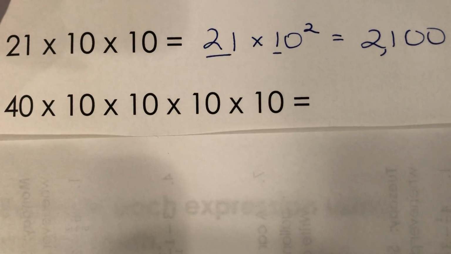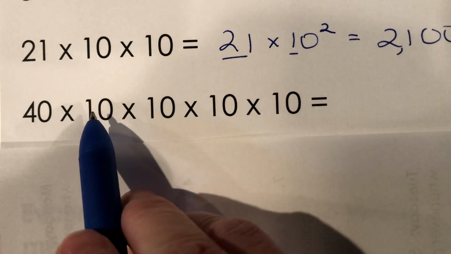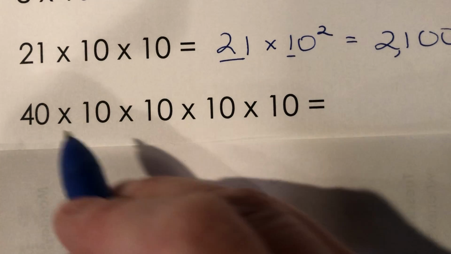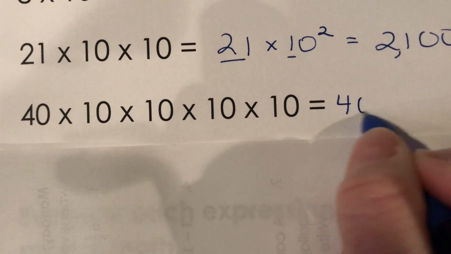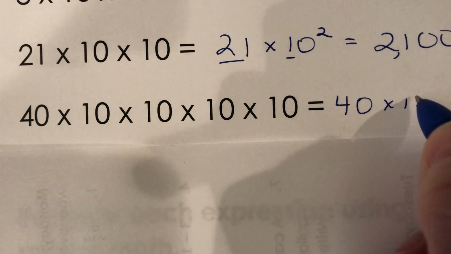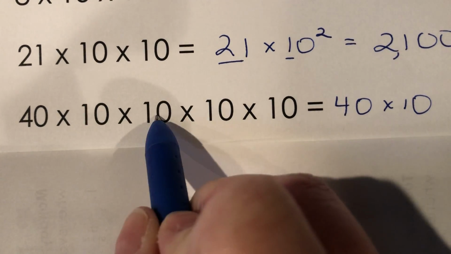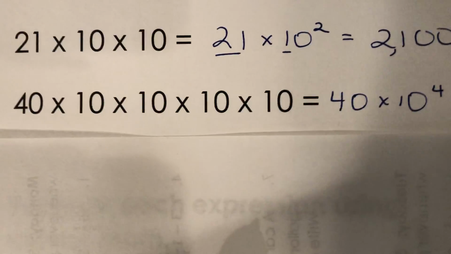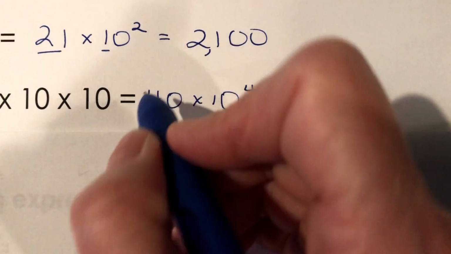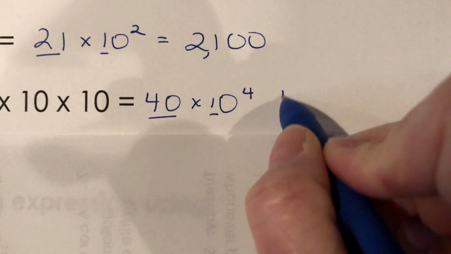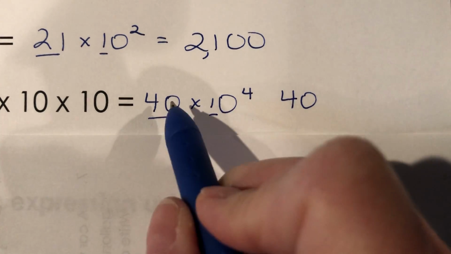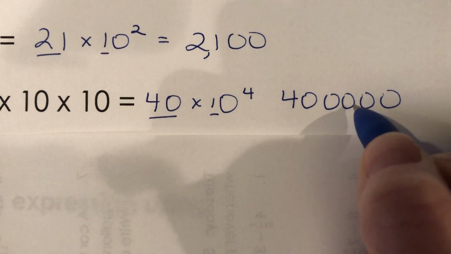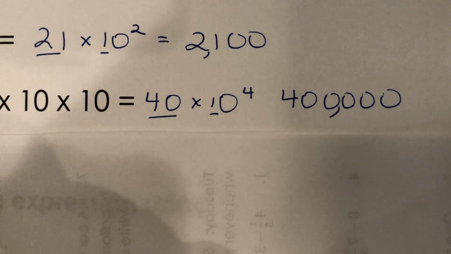Right, next, I have 40 times 10 times 10 times 10 times 10. Press pause, press play when you're set. All right, so this 40 is not repeatedly multiplied, so I'm just going to write 40 times 10 to the 1, 2, 3, fourth power because there are 4 tens. And what does that equal? Well, 40 times 1 is 40, and then there are 4 zeros after that. 1, 2, 3, 4. So when we put in our commas, we see we have 400,000.